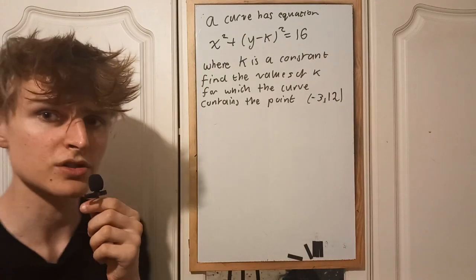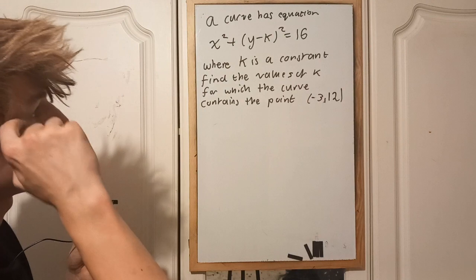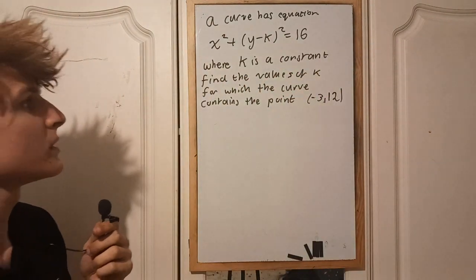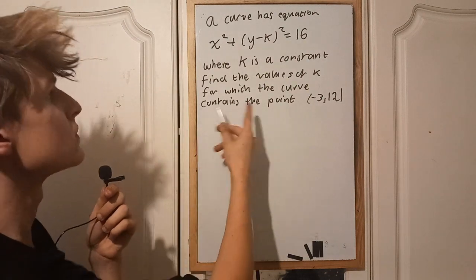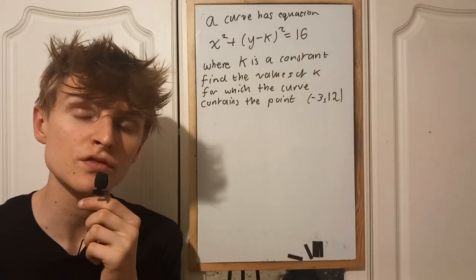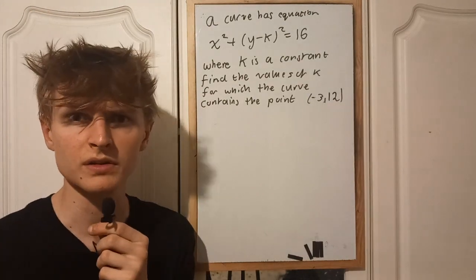Okay, so this second problem goes like this. A curve has equation x squared plus y minus k squared equals 16, where k is a constant, and we're asked to find the values of k, there's more than one, for which the curve contains the point negative 3, 12.